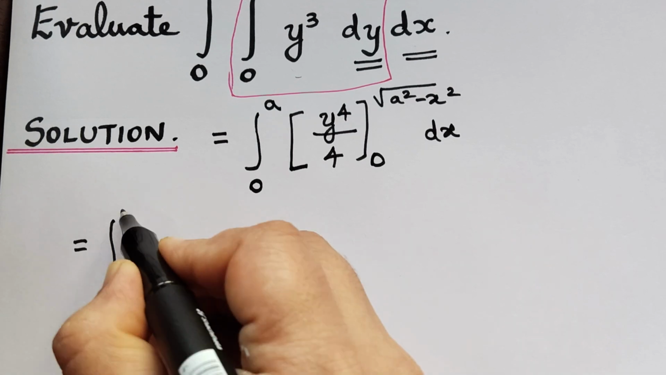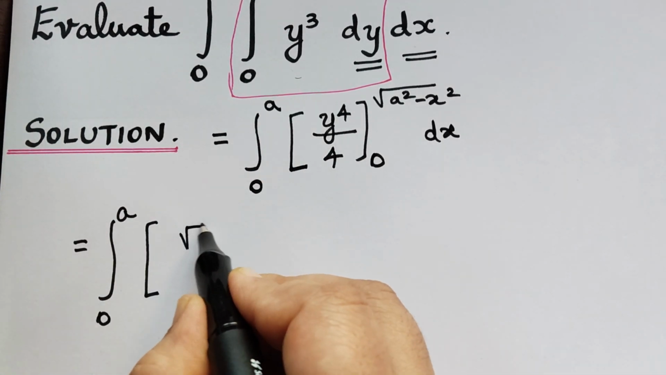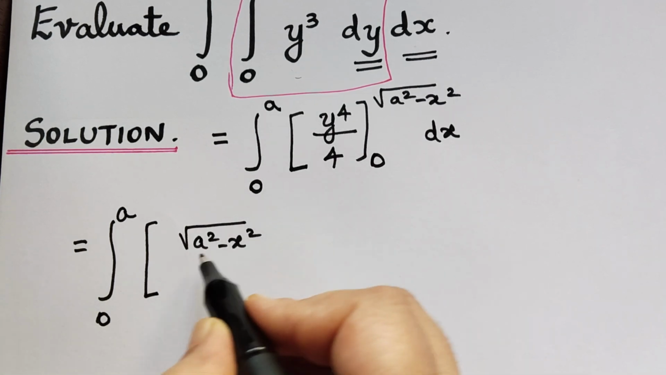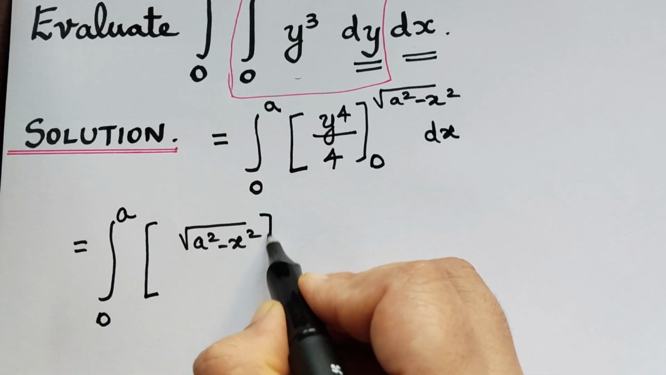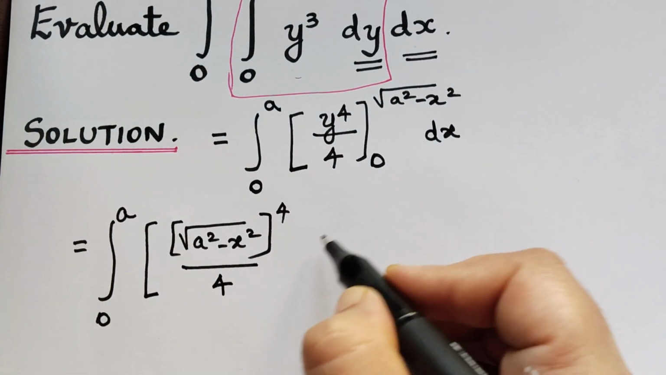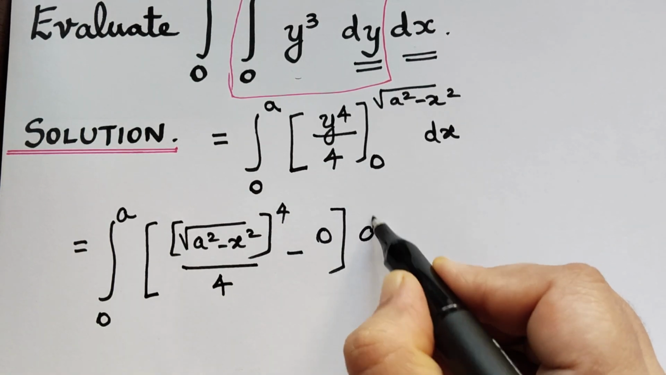So the integral from 0 to a comes as it is. Now when we apply the upper limit, it will be square root of a square minus x square. This we have to apply for y. So in place of y, we are replacing this. So we will get this to the power 4 divided by 4, minus the lower limit. The lower limit is 0, so we will get 0 only.